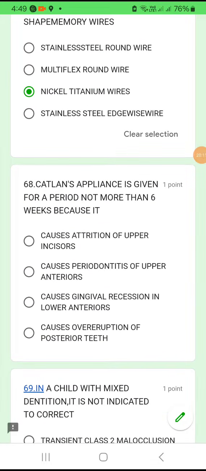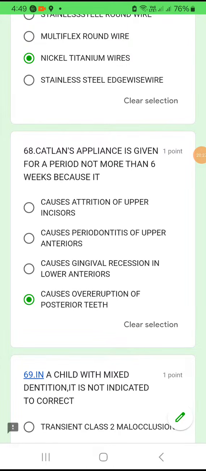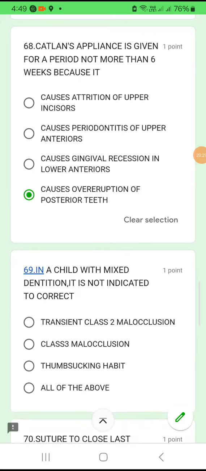Question number 68. Catalan's appliance is given for a period not more than 6 weeks because it will cause overeruption of posterior teeth and thus there will be an open bite. So it is not given more than 6 weeks. Okay, only for 1.5 months it will be given. So it will cause overeruption of posterior teeth if it is given more than 6 weeks.